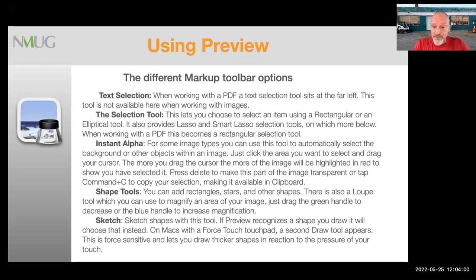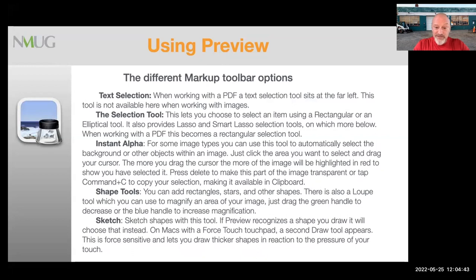Instant Alpha, which you might be familiar with from Pages or Keynote, has this feature. That will let you clear out the background of an image that you have in there. So a lot of times you might have an image of an Apple logo on a blue background, but you want it on a white or clear background. With Instant Alpha, you can drag over that, and I'll show you how this works in a moment. And you can then clear out the background of an image, save that, or copy and paste it and put it somewhere. So shape tools, you can add rectangles, stars, and other shapes.